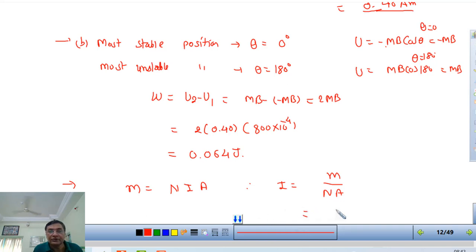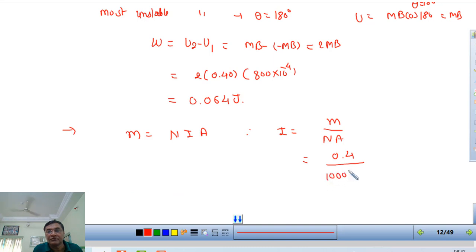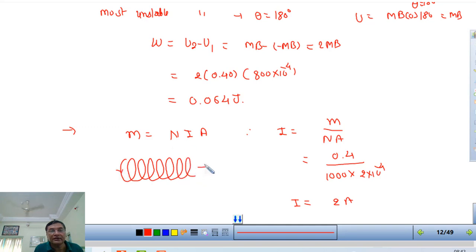So we get I is equal to 0.4 divided by the number of turns given, 1000, and the area given, 2 into 10 raised to minus 4 meter square. So we put all these values and we calculate 2 ampere. So this is the current required for this solenoid to get the magnetic moment equal to 0.4 ampere into meter square.